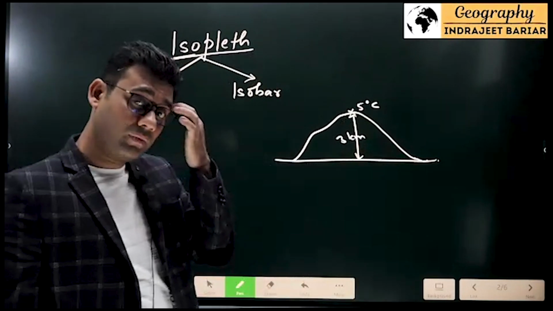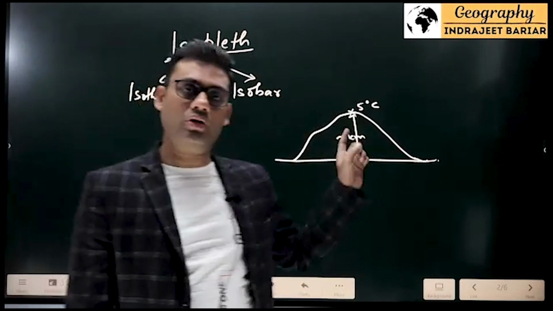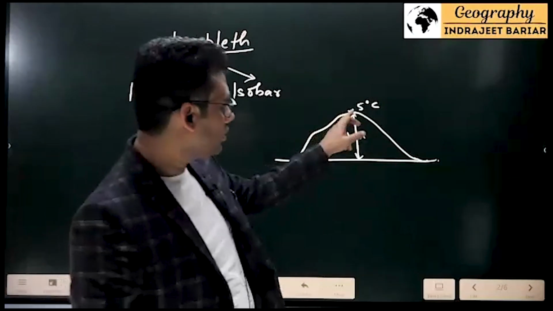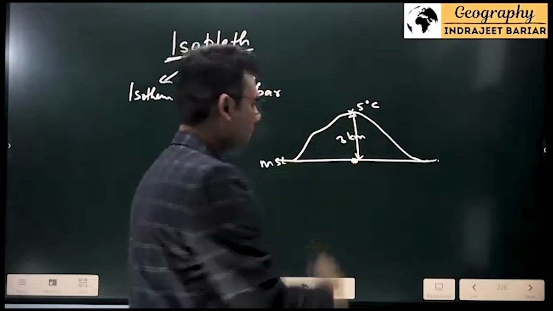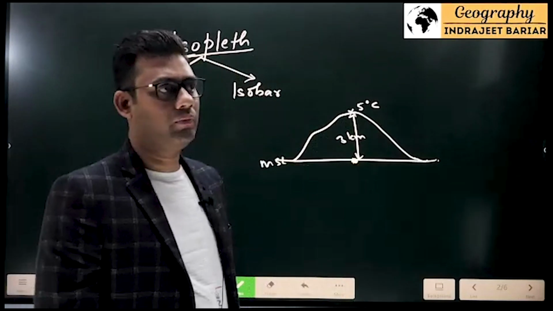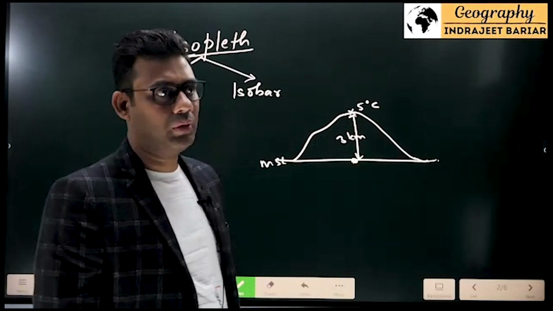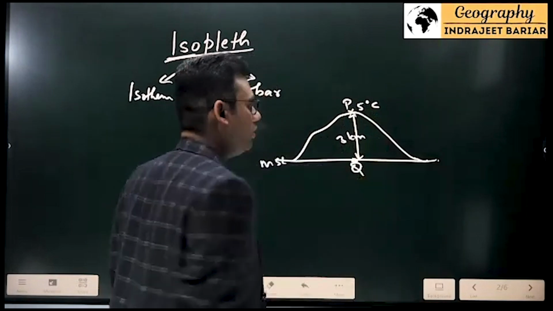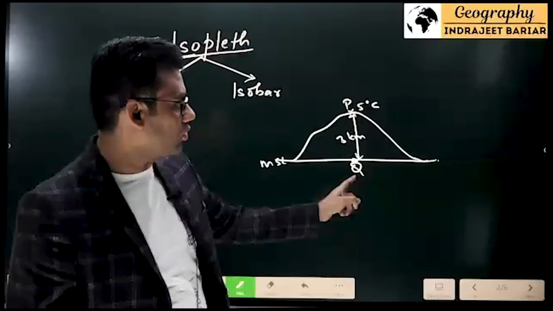When I say that this place has a temperature of 5 degrees Celsius, I'll not use this temperature to draw the isotherm. Rather, what I'll do is I'll bring this place down to here. This is mean sea level. How will I reduce it? Using normal lapse rate. Paritosh, tell me, from here to here, between P and Q, how much should be the temperature change?